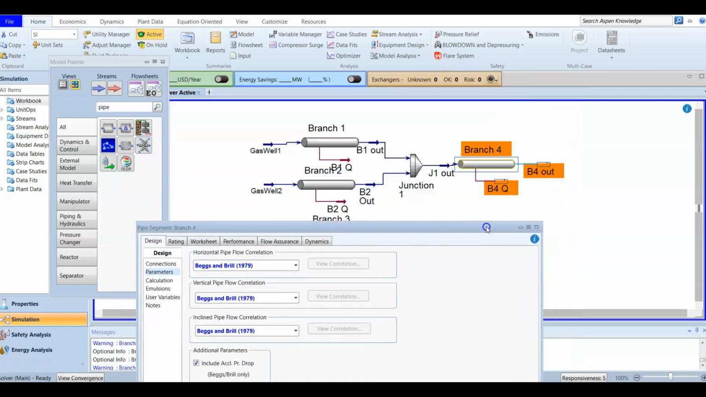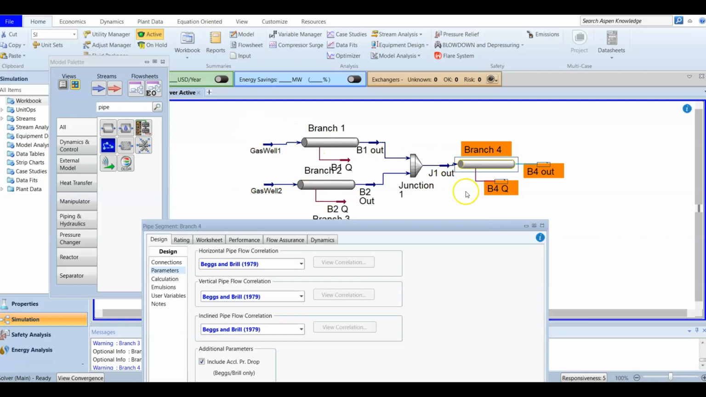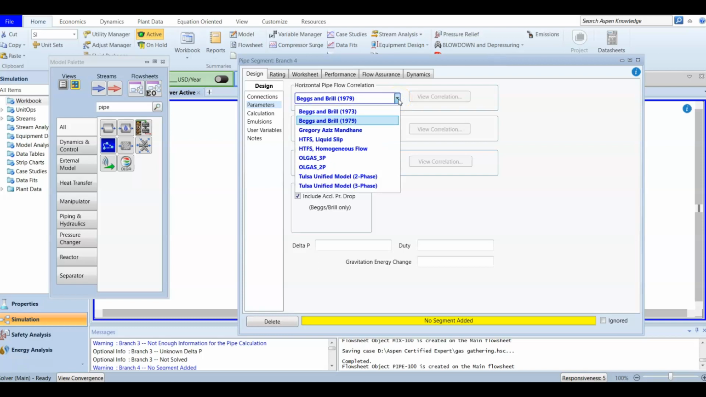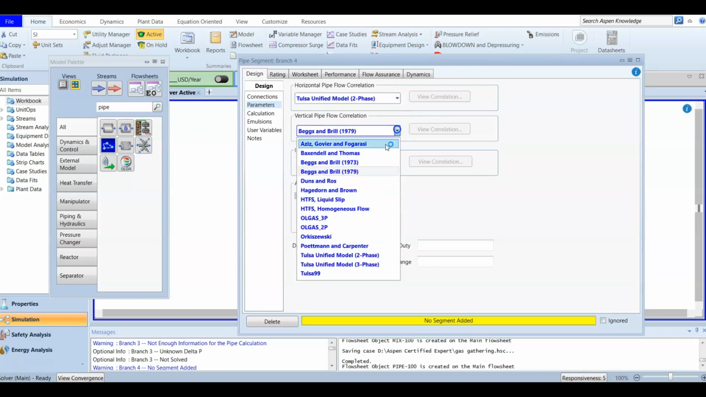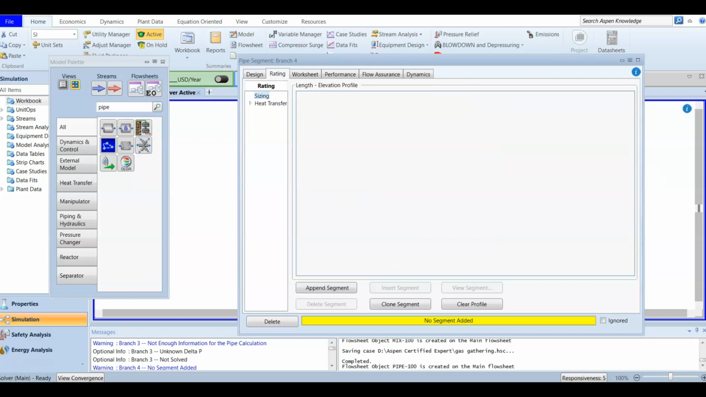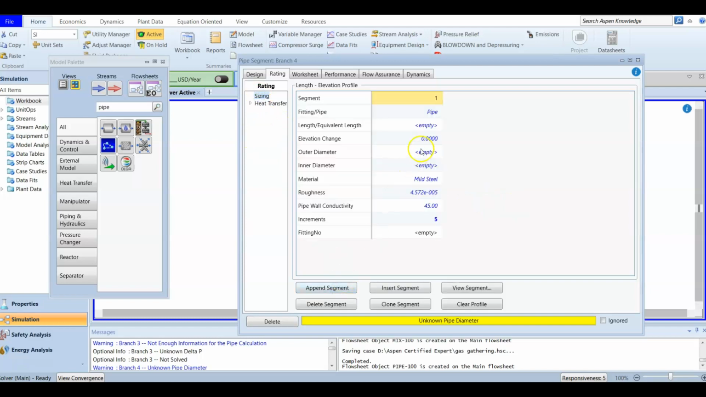check if we have 2 phases or 3 phases. This is 2 phase, this is 2 phase, so this one will be 2 phase. Here I'm going to choose Tulsa Unified Model 2 phase for the 3 of them, and again 2 phase. Now I'm going to enter the rating to do the sizing. For the sizing, we have only one segment, so I'm going to append only one segment with a length of 355. This is a very long pipeline or equivalent length, and with the change of elevation, we are going to add it under the ground with 400 meter depth.